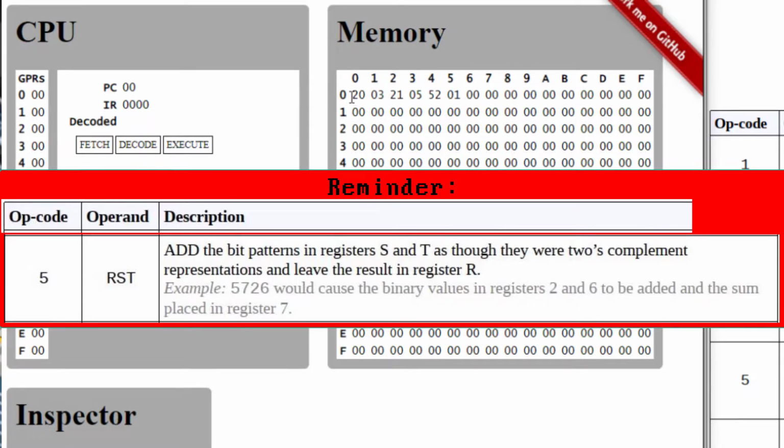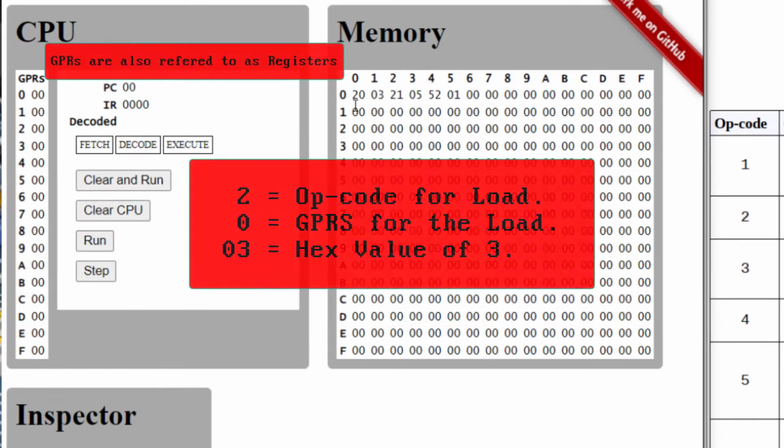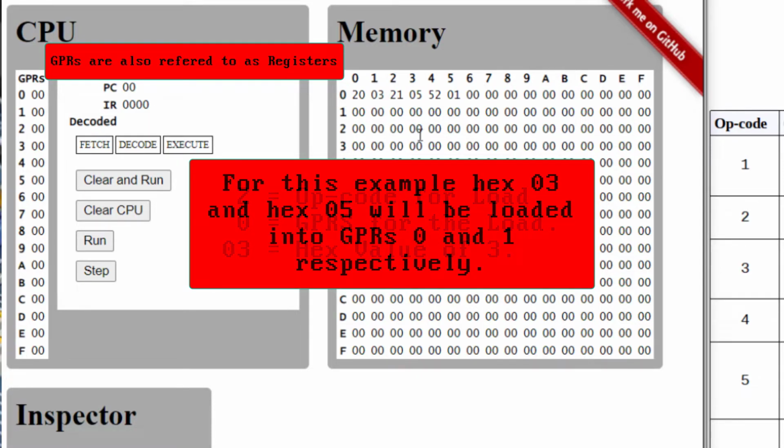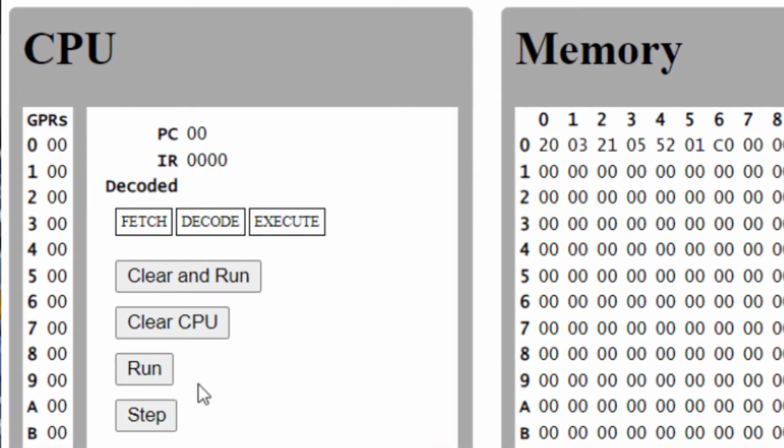And remember, you can always look over here because we know 5 is addition. We know that 2 is the opcode for load. And we know that 0 in this case is the targeted register for the information to be stored. And that information is 3. So here we're going to be loading 3 and 5. And the registers that those are found in are 0 and 1. So let's go ahead and take a look and see what our code does. And as always, don't forget to halt your program.